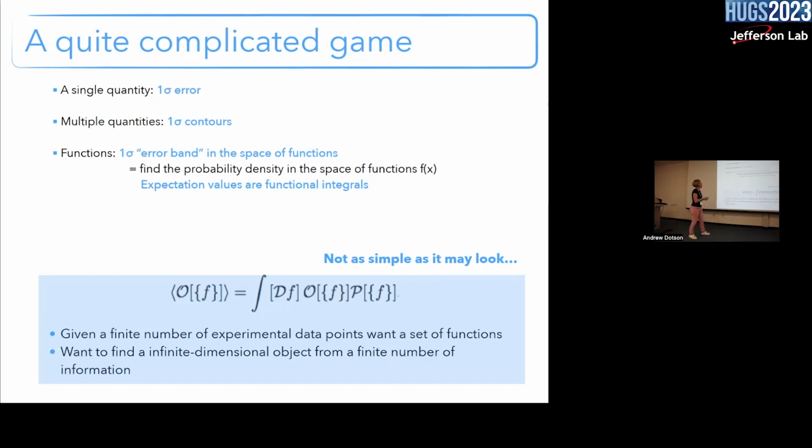But in this case, you have functions. So in principle, you have to give the 1 sigma error band in a functional space, which basically is an infinite dimensional space. You don't have a finite number of points. For all values of x, you want to give an error, okay?